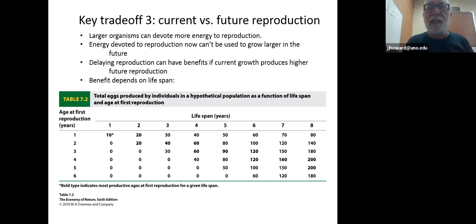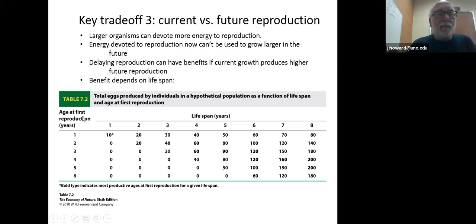So here's a little sample table. This is just a hypothetical thing. And what it's illustrating is that delaying reproduction can result in higher fitness if you can expect to live a fairly long time. If you live a short time, there may be no net benefit in delaying reproduction. You might be better off reproducing right now. So let's examine how this table works.